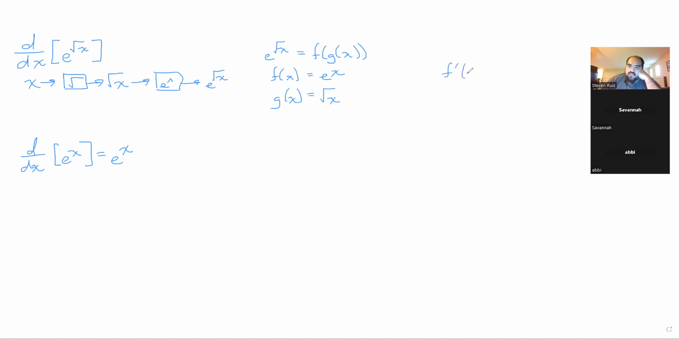So the derivative of f is e to the x. I'm going to rewrite the square root as x to the power of a half. And then from there, g prime of x equals 1/2 times x to the negative 1/2. So from there, I can start setting up the chain rule.